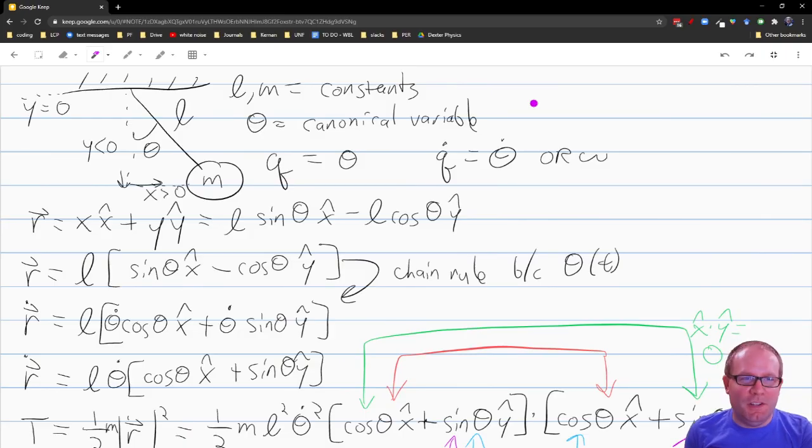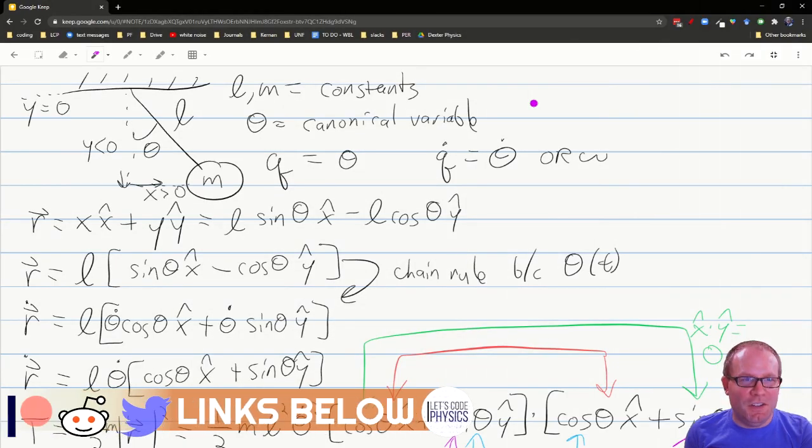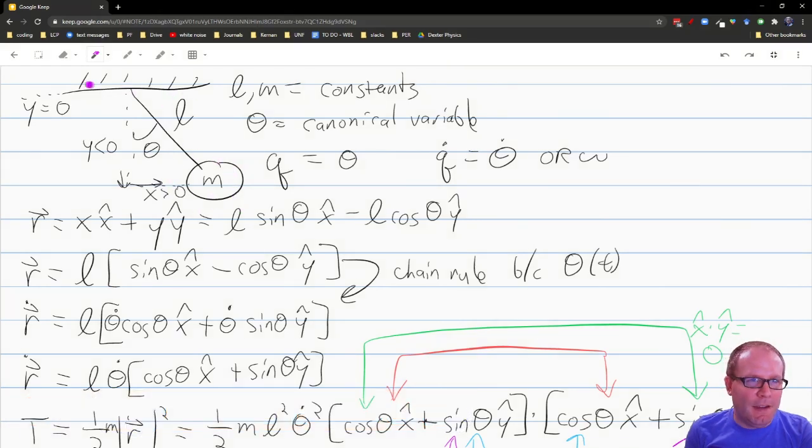To study the pendulum using Lagrangian mechanics, we'll start with the diagram here, where we've got our pendulum bob, mass m, with a rod of length L. It's hanging from a fixed surface up here. We're going to define our coordinate system so that our origin is here where the pendulum rod attaches to the surface. So this is going to be the point x equals 0, y equals 0.